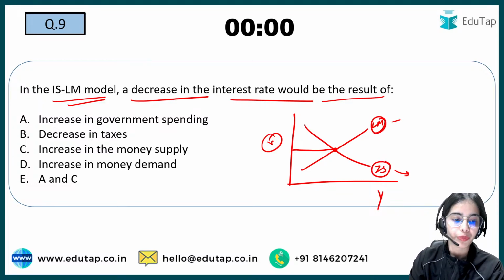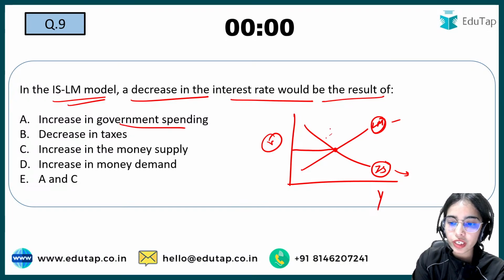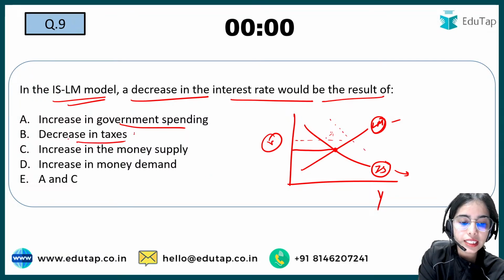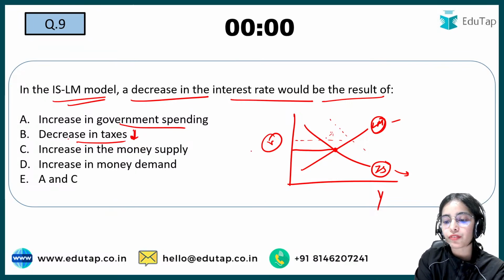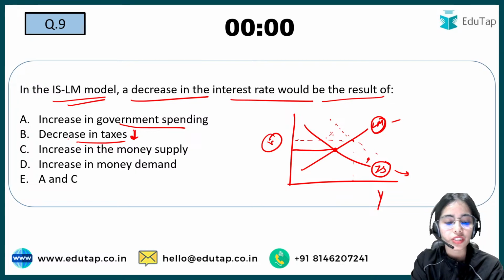So if the government spending is increasing, the IS curve will shift rightwards and there will be an increase in the rate of interest rather than a decrease. If taxes are decreasing, again what will happen? The IS curve will shift rightwards so that the income can increase, and with this the rate of interest will increase.